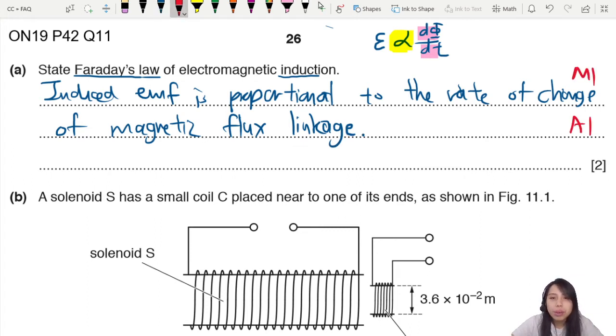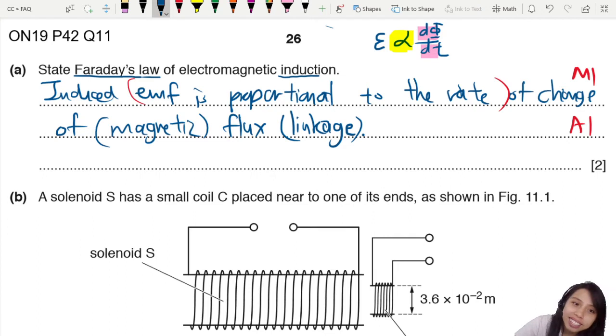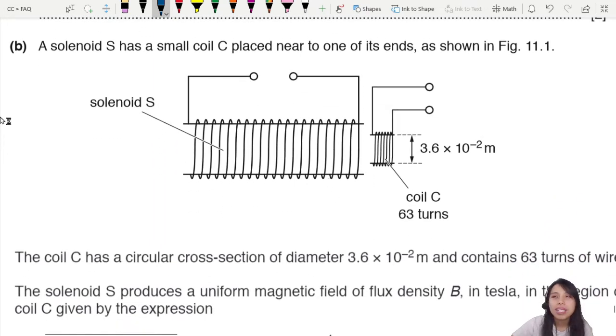Okay, so anyway, this one is 2 marks. M1 for talking about EMF proportional to the rate of change of magnetic flux linkage. Magnetic flux linkage is an optional word. Magnetic is also optional. So you talk about change of flux, that's fine. But if you want to be safe, just in case the mark scheme gives a mark for flux linkage, throw it in. Why not?